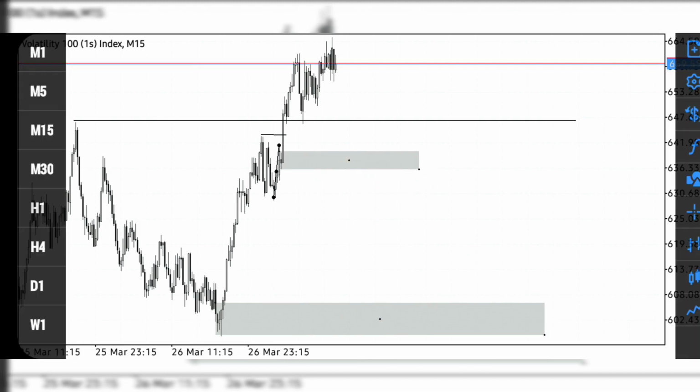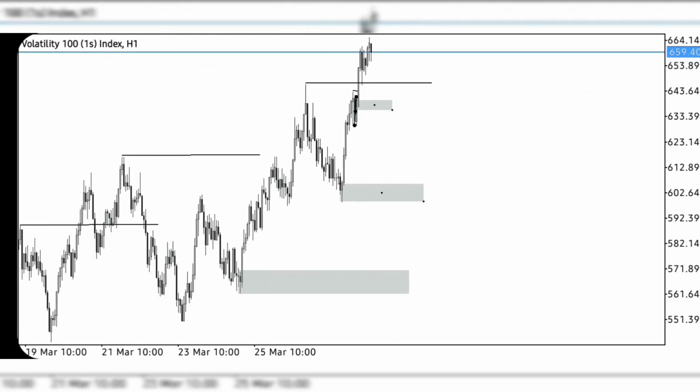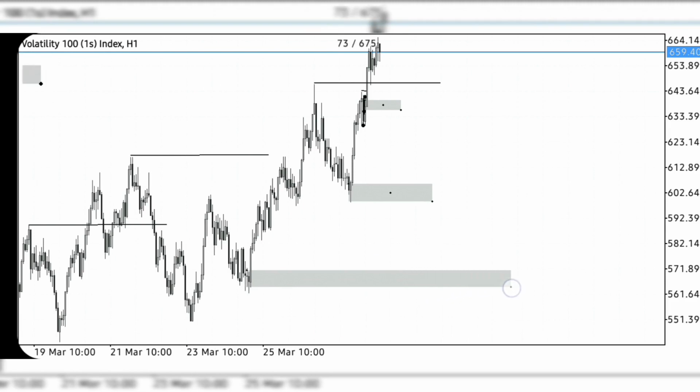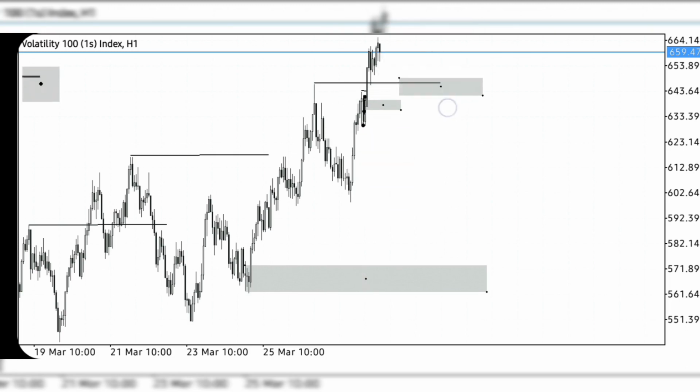For now, I'm not expecting the market at my 1 hour demand zone. I'm not expecting it here yet until market says otherwise. But based on the momentum of this market, I am still expecting the market around this range. So this is the first area I'm expecting the market. Then the second area I'm expecting the market.